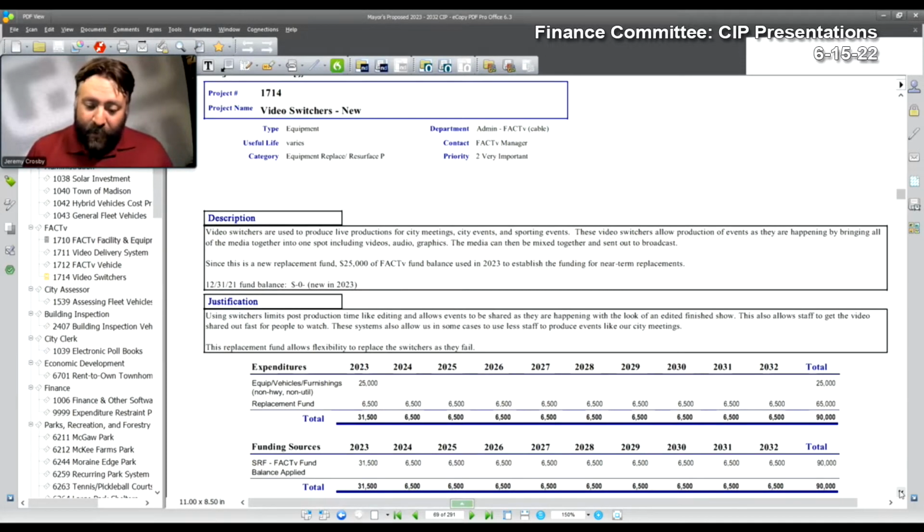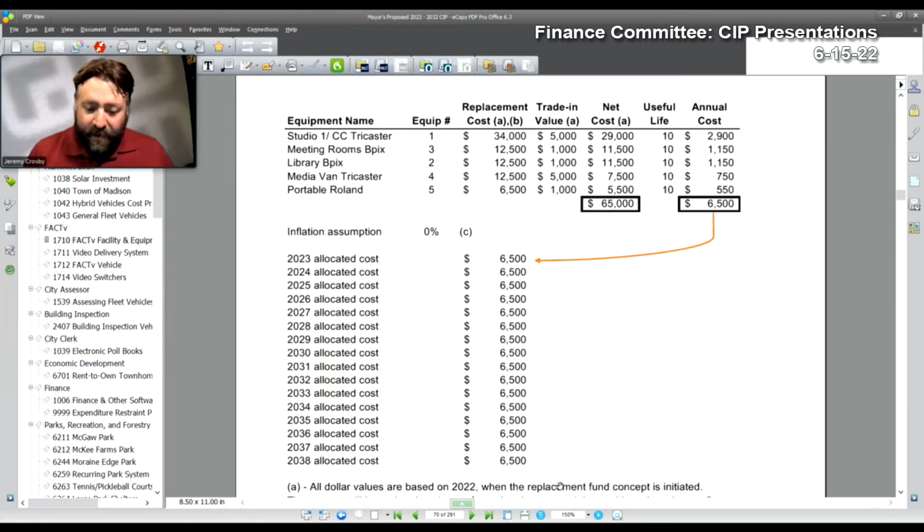So we have ranges in there, and basically we set up a replacement fund to help offset the costs. And if you go to the next page, Misty, that kind of shows the breakdown there, and the numbers, and I would say how Misty came up with how to split this out and make the replacements. So you're looking at the switchers there: the studio, meeting room, library, media van, TriCaster unit that's in our van, and portable Roland. Those are the switchers that we use today.